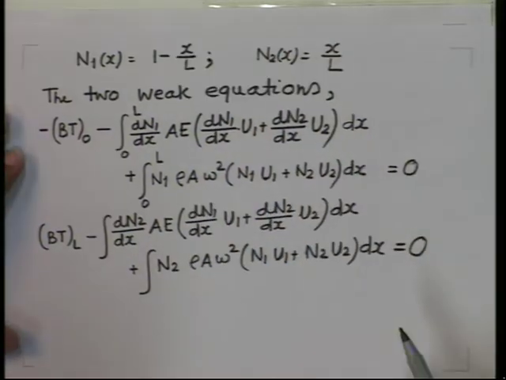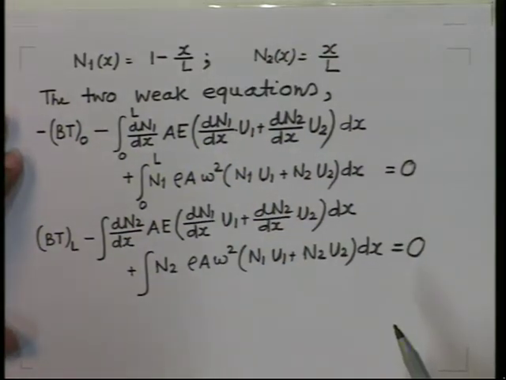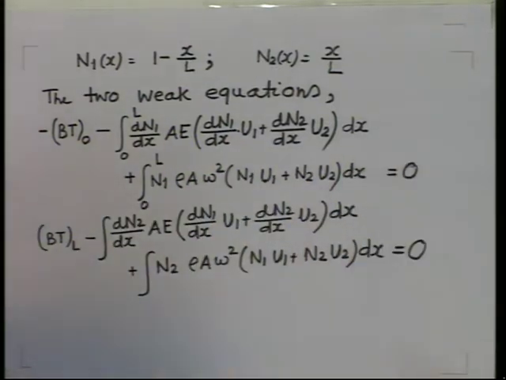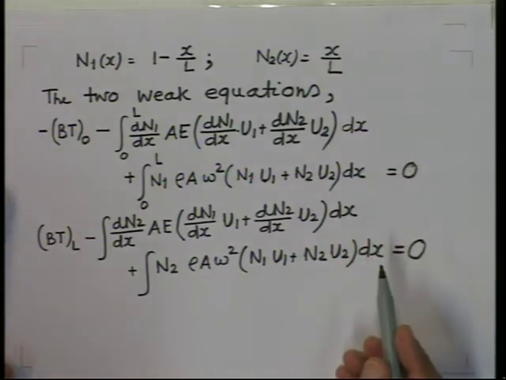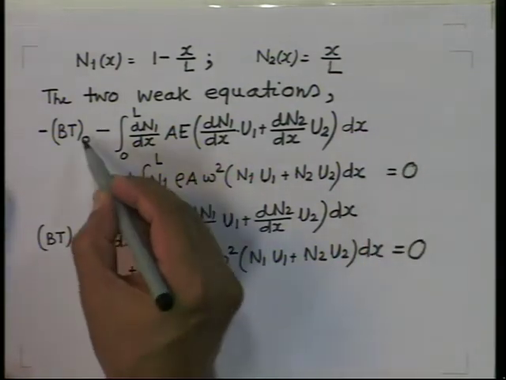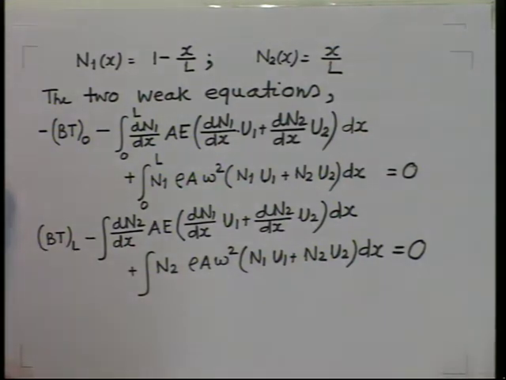So, this is N 1 and N 2, it will be simple like this, and we can write the two weak equations corresponding to the two nodes of a discrete element like this. So, this is the first equation corresponding to node number 1, with the boundary term at 0 and at L.